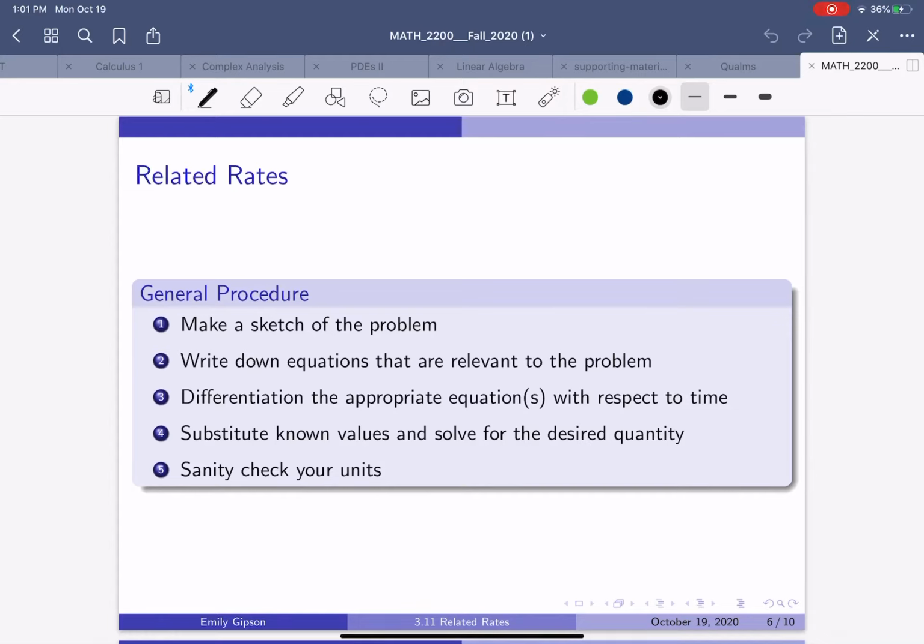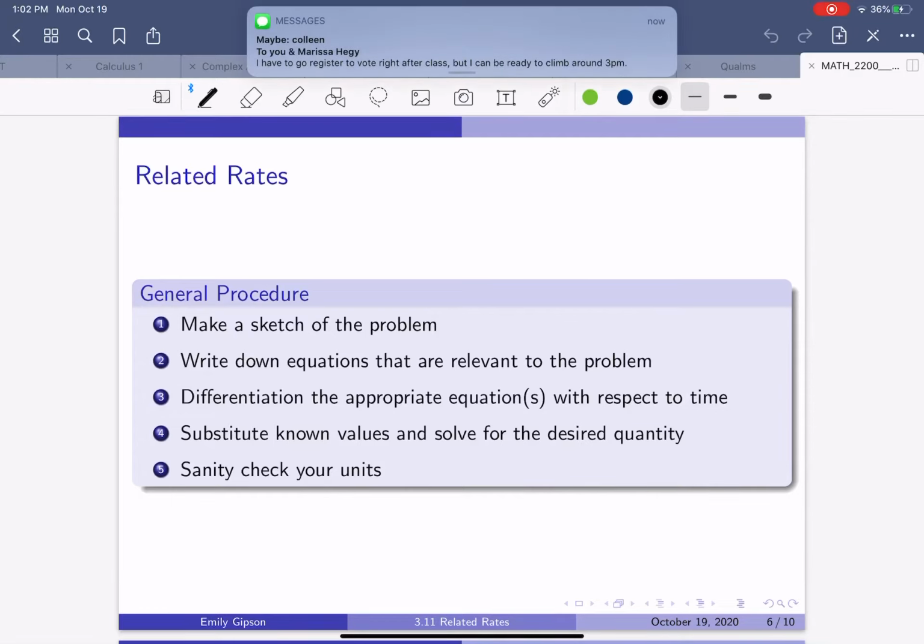The next thing you're going to do is write down all the relevant equations for this problem. So in our first example, we had area equals pi r squared. And so we had area and its relationship to radius. Our next step is going to be differentiation of the appropriate equations with respect to time. Now, I say equations plural because in some of these problems, you're going to need to relate multiple equations together to one another before you can move forward.